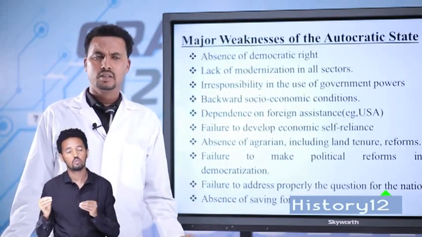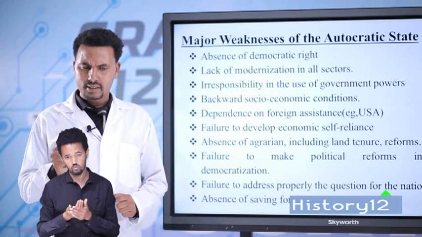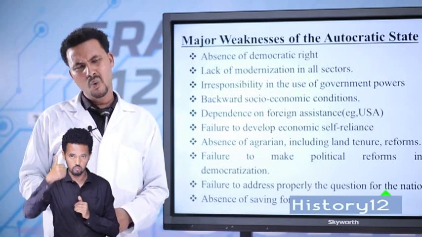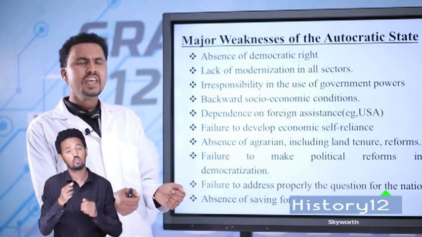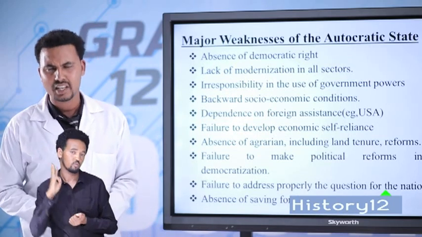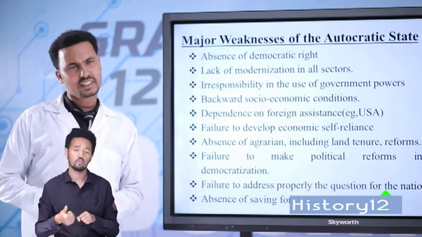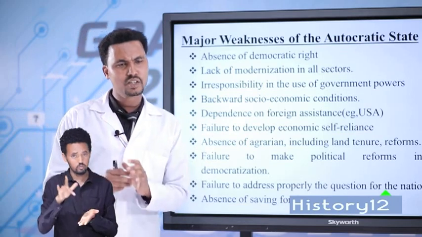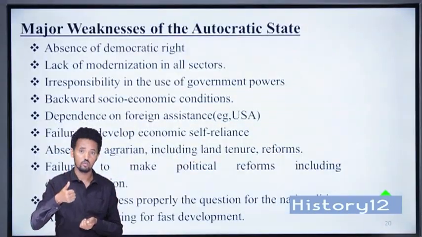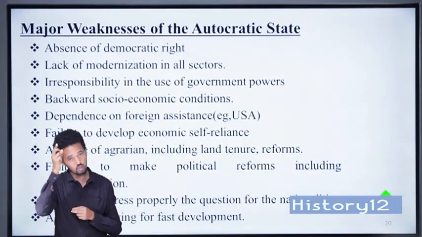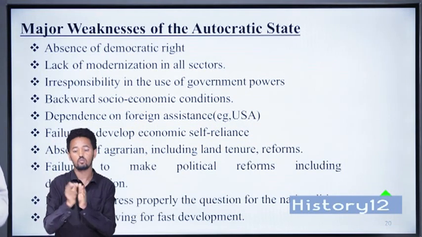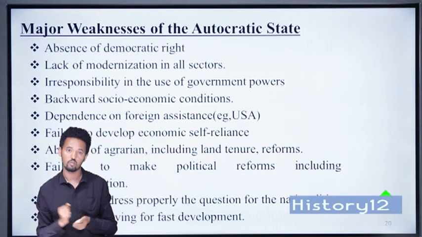Student, this is all about the main achievement of Emperor Haile Selassie. What was the weakness of Emperor Haile Selassie during the time? The major weakness of the autocratic state, that means the major weakness of Emperor Haile Selassie at the time, was the absence of democratic right. This was the first drawback of Emperor Haile Selassie.